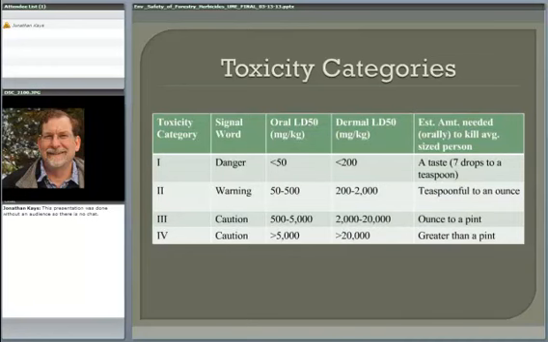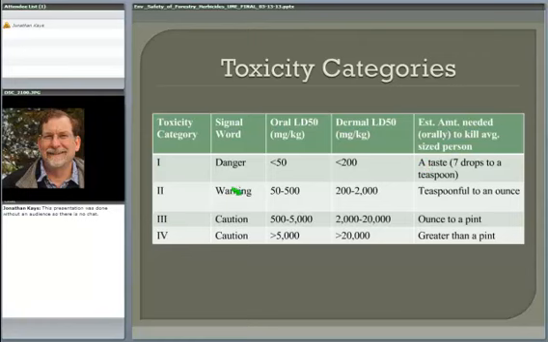To give you an idea of what it takes: we talked about milligrams per kilogram of body weight that it takes to kill with the LD50, but what does that mean when you actually blow it up to the size of an average-sized person? You can see that if something is a danger, which is the most highly toxic pesticide out there, the LD50 is less than 50, from 0 to 50 milligrams per kilogram body weight. To kill a human, you're talking about a taste, maybe 7 drops to a teaspoon. Not a whole lot of that material.